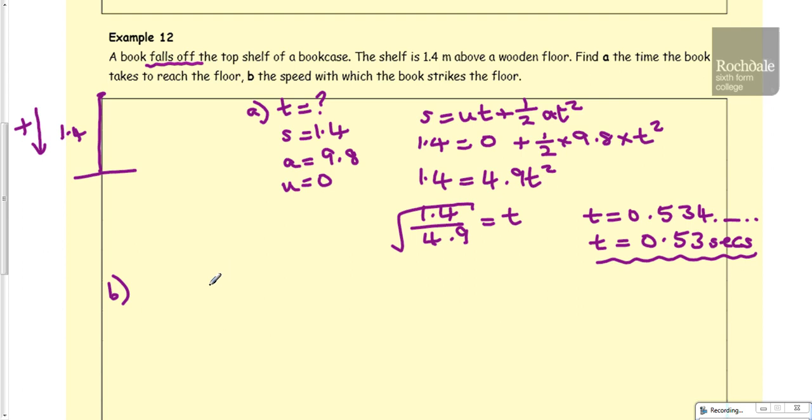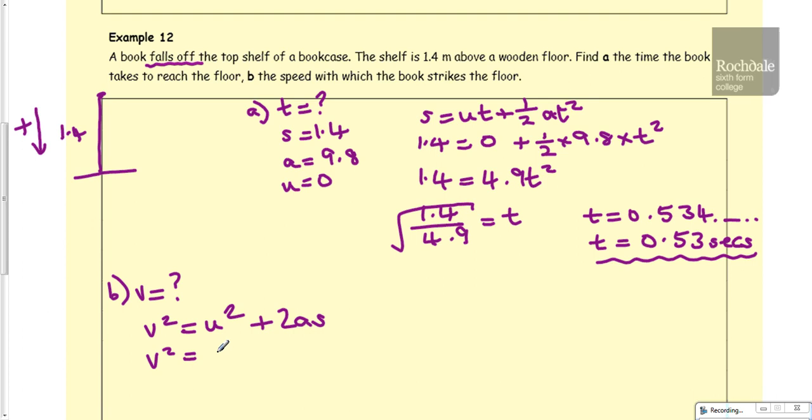We've also got to work out the speed with which the book hits the floor. Well, we've got the same scenario as earlier. This time we want to know v. We know u, a and s, so I would probably use v squared equals u squared plus 2as. You could use an equation with t in it, but t is possibly wrong because you've worked it out yourself. So I would always use the values given in the question if you possibly can.